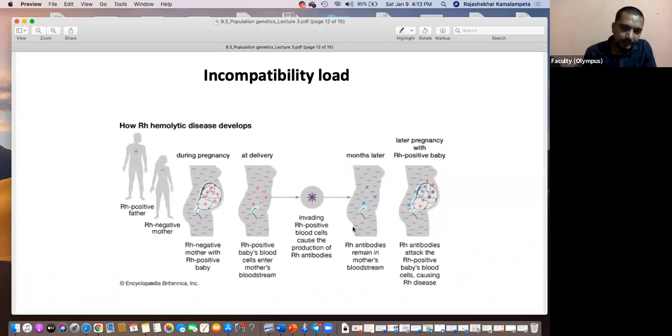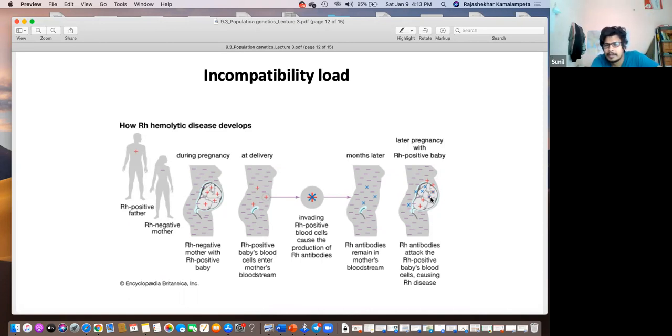Right? But the problem is happening after the baby is born. So the first baby is not affected. But in the second pregnancy, when mother carries antibodies through her blood, these antibodies reach the baby and the RBCs containing Rh factor are attacked, thereby killing the baby. This is called incompatibility load. What is the problem here? There is no compatibility between the mother's blood and the baby's blood. So this is called incompatibility load. How is it a load? Because it is affecting the baby's survival. And what's causing it? Incompatibility in the blood groups. So this is called incompatibility load.